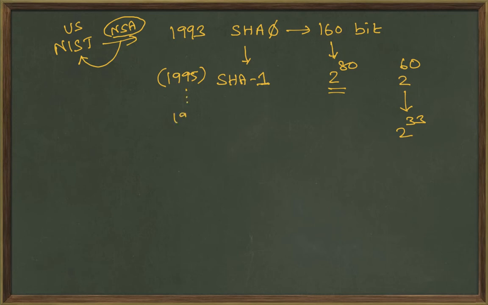Ultimately, roughly after 3 years, in 1998, two researchers found the weakness in SHA-0 and published it. I don't know exactly how to pronounce the researchers' names. So SHA-0 is no longer safe, it is completely breakable. So you should never ever use SHA-0. Okay, next we will see about SHA-1.